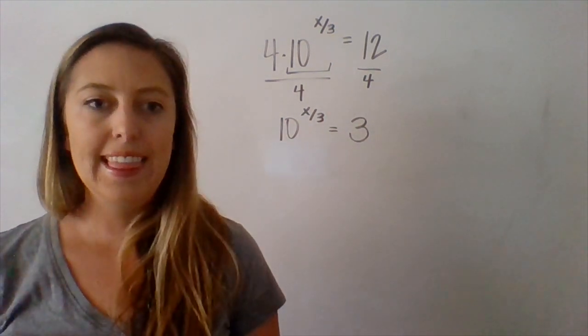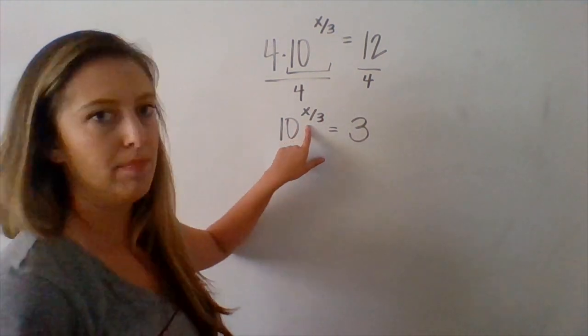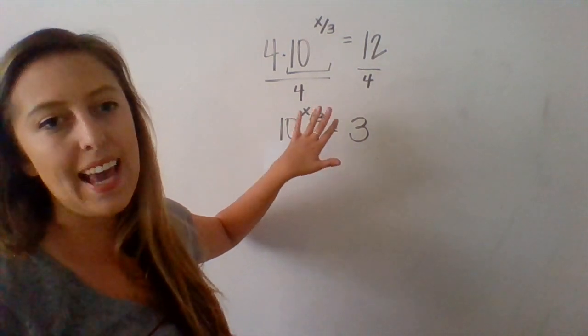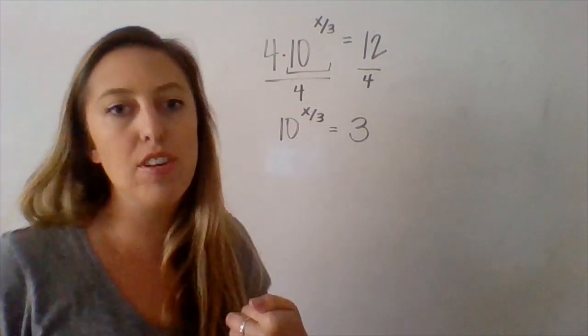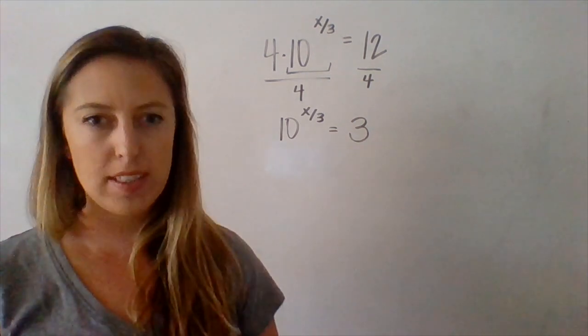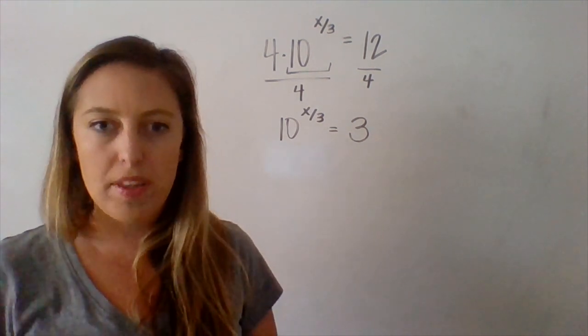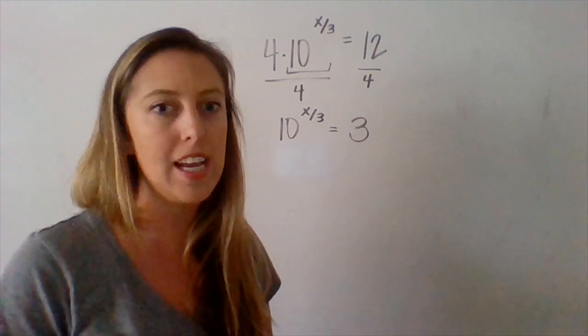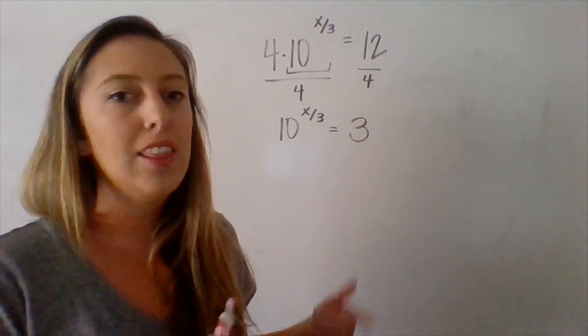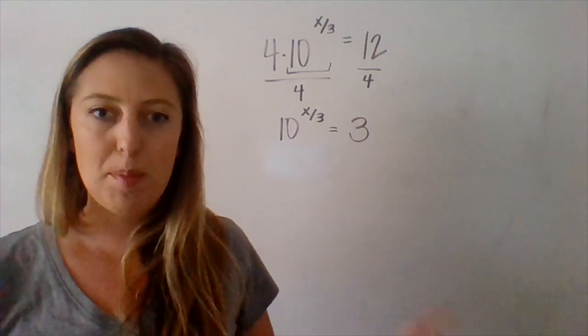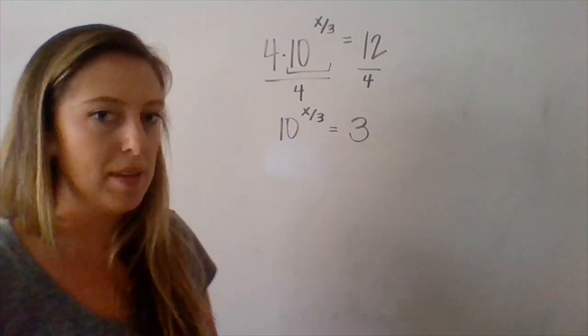Okay. Then, this x here, I need to get it out of the exponent, right? It needs to come out of its position. And the thing that undoes an exponent is a logarithm. They're inverses of each other, just like multiplication and division undo each other. Logarithms undo exponents because here's what happens.